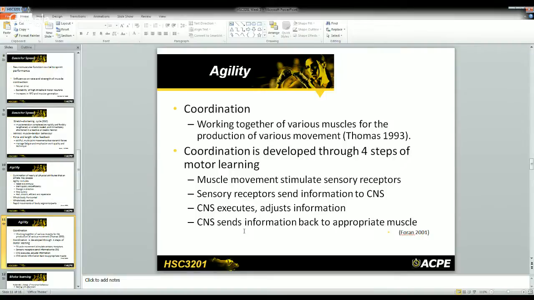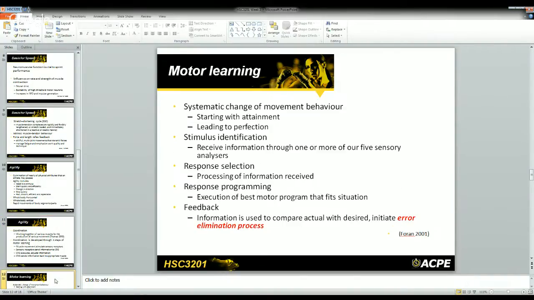If we don't do any training, then our reaction and our change in direction is going to be a lot slower in efficiency and probably carry a greater risk of injury. So we talk about motor learning. It's a systematic change of movement behavior. So we've got to attain that first. First of all, we've got to learn what the movement is and what happens. And that leads to the perfection of the movement.